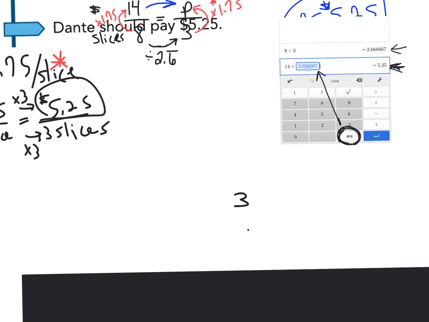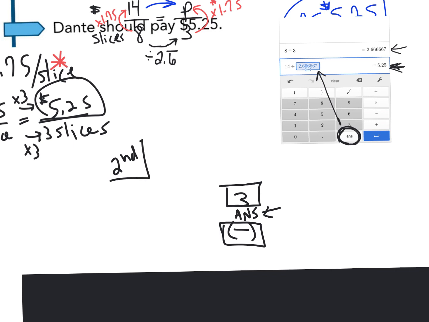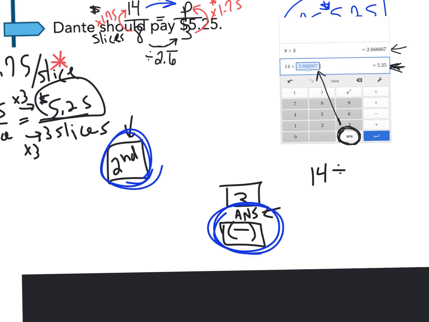Right below the 3 on your calculator, there's a negative button, and above the negative button it says ANS. The way it works on your calculator is, instead of having so many buttons, there's a second button in the top left corner. So if you got the 2.6 repeating, and then you did 14 divided by, and then you hit the second button and then this button, it'll show ANS on your screen. It'll remember that 2.6 repeating, and you'll get 525 that way also.